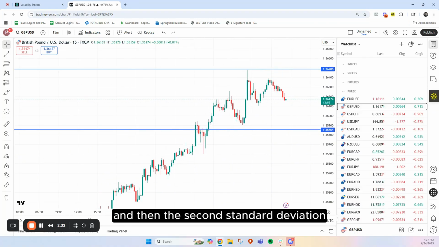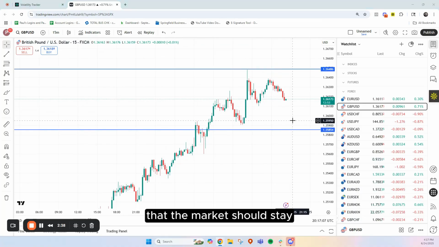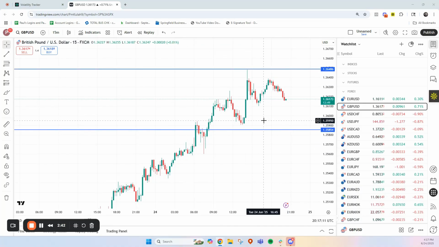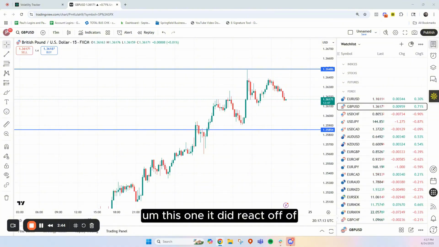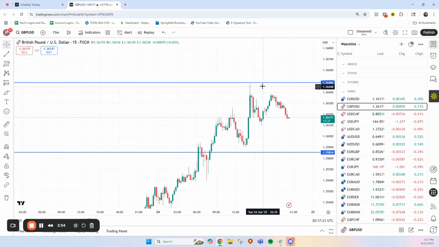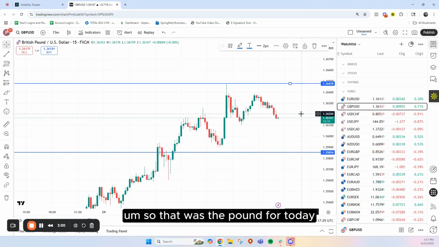And then the second standard deviation, remember, this is the one under normal conditions that the market should stay between 95% of the time. This one it did react off of, and we had an upper bound on the second standard deviation at the 136.48, and you can see if we just move this down just slightly, it ticked it just exactly right there. So that was the pound for today.